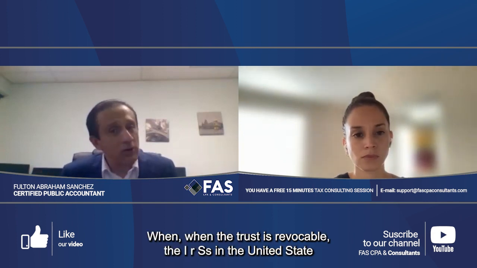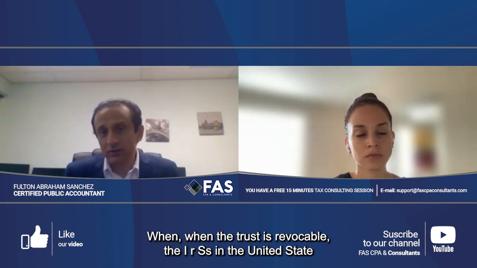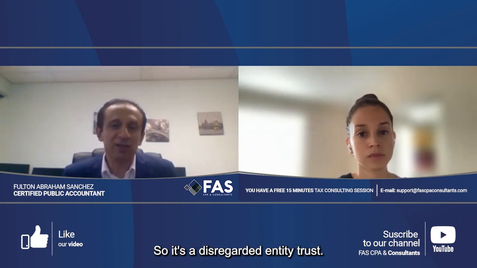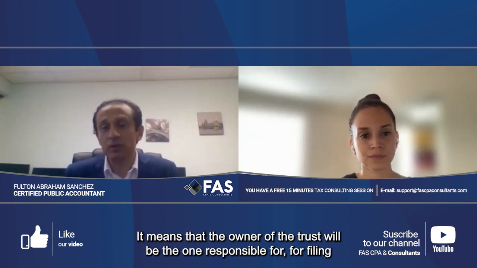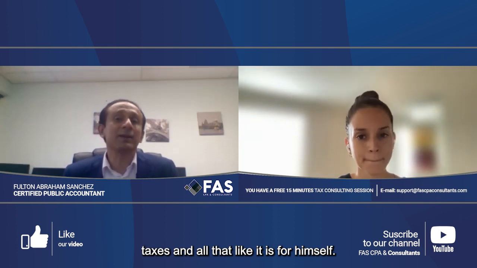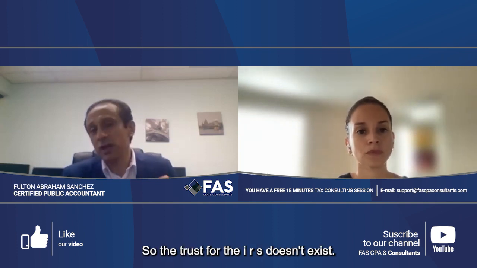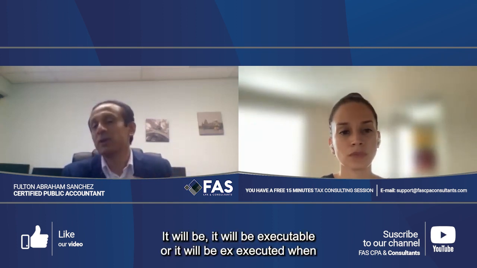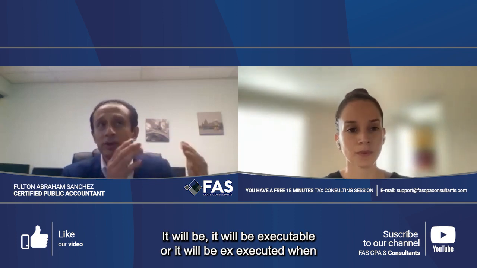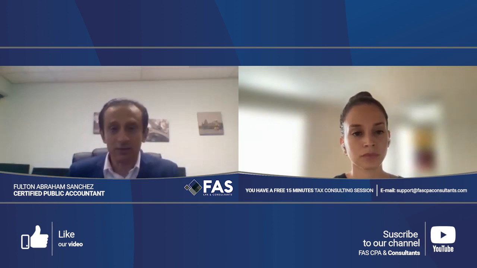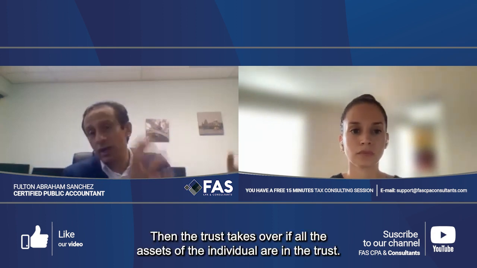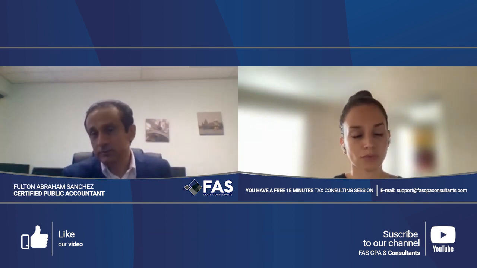When the trust is revocable, the IRS in the United States considers that there is no trust. So it's a disregarded entity trust. It means that the owner of the trust will be the one responsible for filing taxes and all that, like it is for himself. So the trust for the IRS doesn't exist. It will be executed when the individual dies. Then the trust takes over if all the assets of the individual are in the trust.